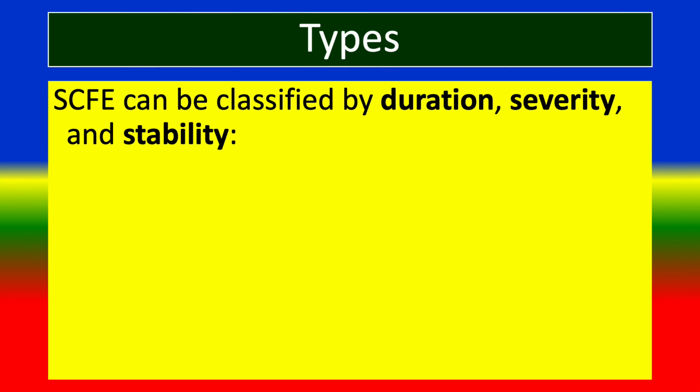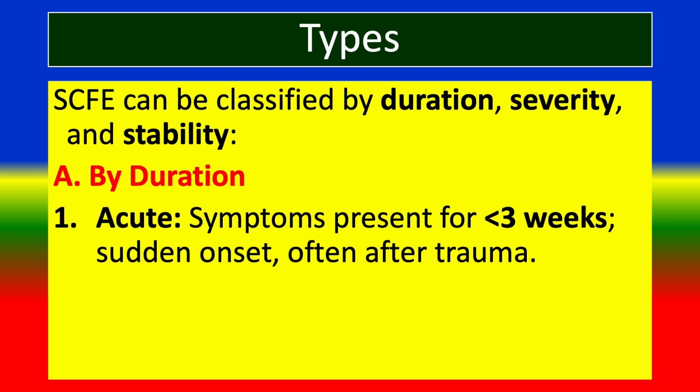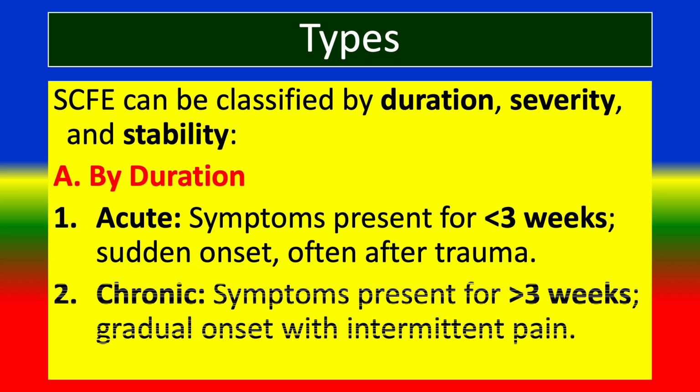Types: SCFE can be classified by duration, severity, and stability. A. By duration. 1. Acute: symptoms present for less than 3 weeks, sudden onset, often after trauma. 2. Chronic: symptoms present for more than 3 weeks, gradual onset with intermittent pain.